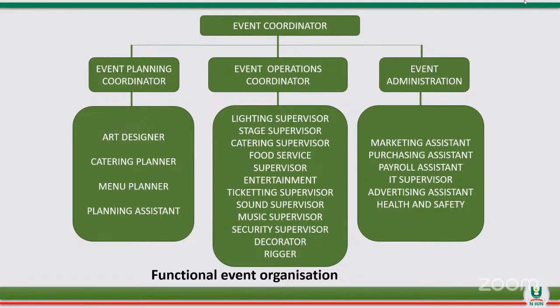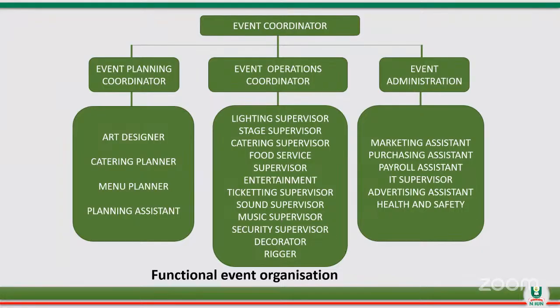You see the event coordinator at the top. He coordinates the leaders of each grouping, functional group. The event planning coordinator coordinates all the art designers, the catering planners, the menu planners, the planning assistants. While the event operation coordinator coordinates the lighting supervisors, stage supervisors, catering supervisors, food services supervisors, entertainment, ticketing supervisors, sound supervisors, music supervisors, security supervisors, decorators, and riggers, while the event administration is in charge of marketing assistant, purchase assistants, payroll assistant, the IT supervisors, the advertising assistant, health and safety.